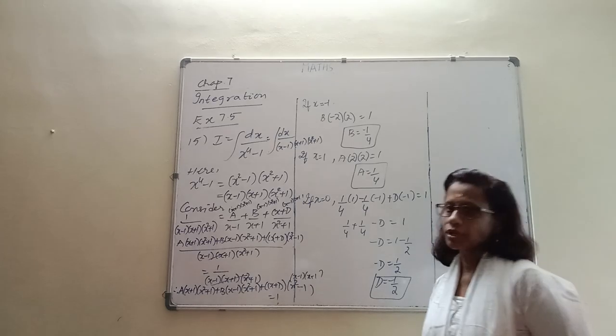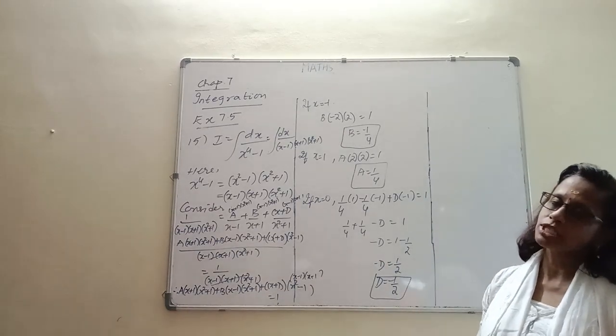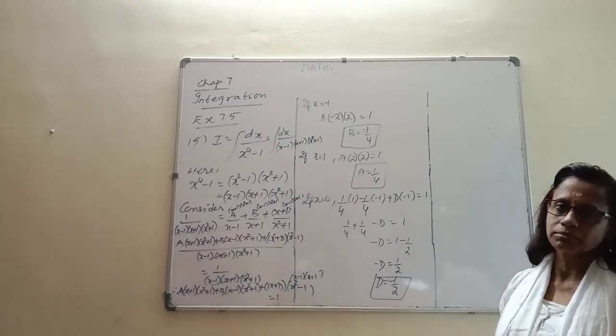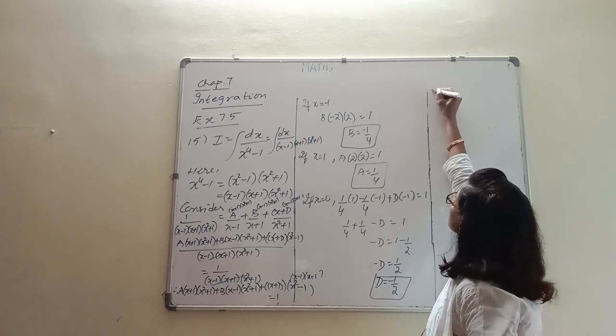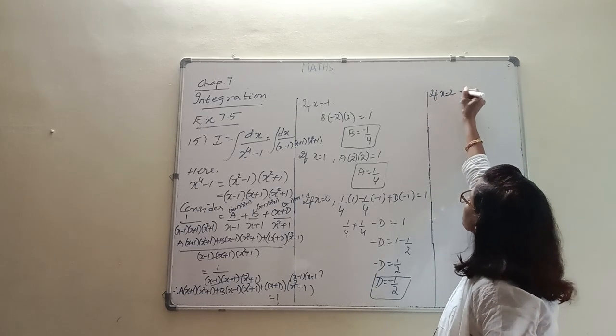So d also we have got. Next it is to get the c. So for c, let's substitute x as 2 or something, because nothing else is available. So if x is 2, what will happen?